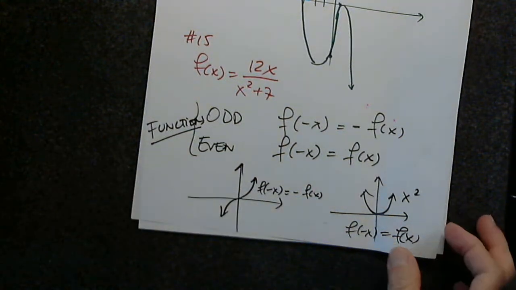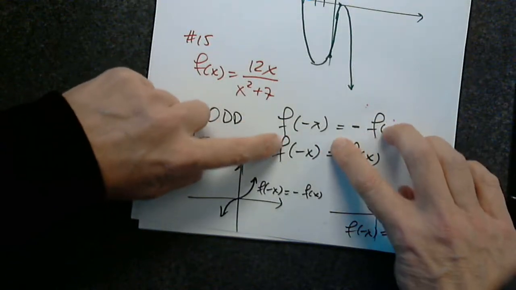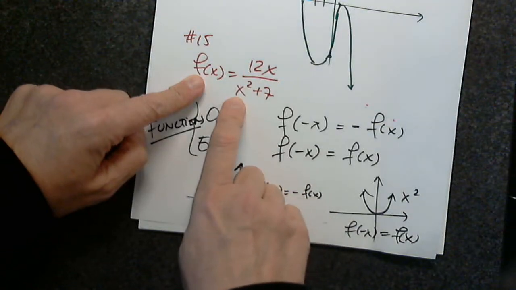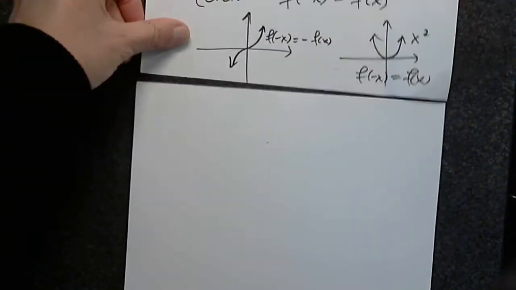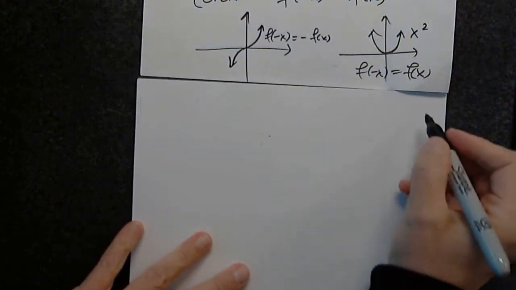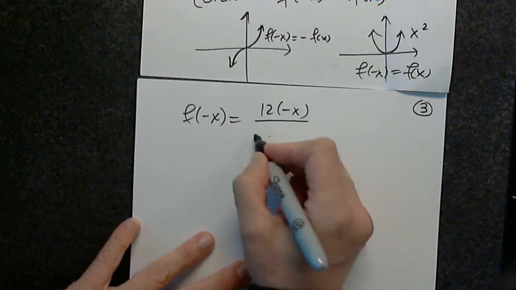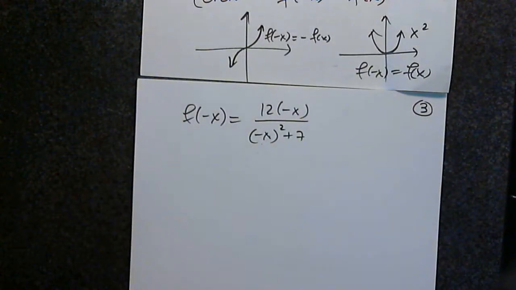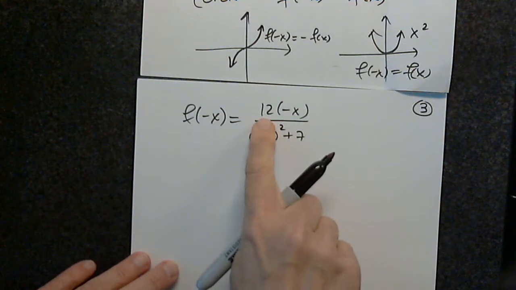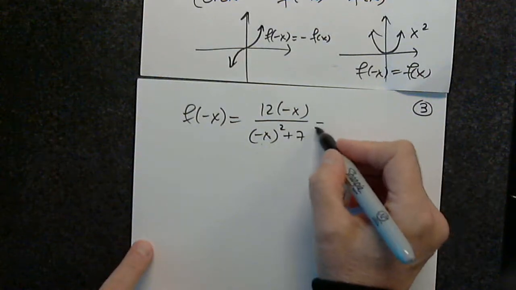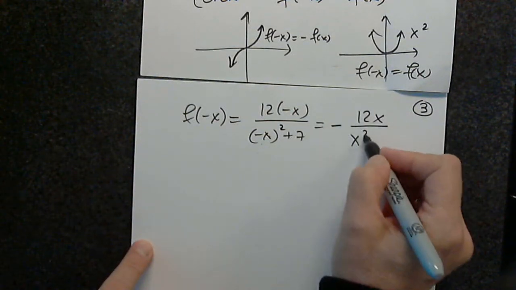Okay, so now obviously we have to determine f of negative x. So I'm going to replace x by negative x everywhere and see what happens. So f of negative x equals 12 times negative x over negative x squared plus 7. But negative x squared is the same as x squared, correct? And 12 times negative x is the same as negative 12x, correct? So this can be rewritten as negative 12x over x squared plus 7.